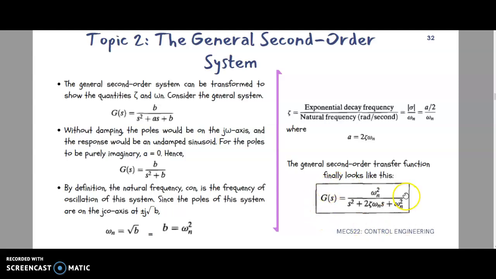This one is a final one. You must remember this one, sebab kita akan selalu banyak guna this one lah. Tapi yang paling penting adalah yang bahagian bawah ni, denominator: s squared plus 2 lambda omega n s plus omega n squared. Yang ini sangat penting. Yang kat atas ni, kalau dia tak dapat omega n square pun tak apa, sebab kadang-kadang kita multiply dengan gain. So, yang penting kita akan consider this one to find the pole.